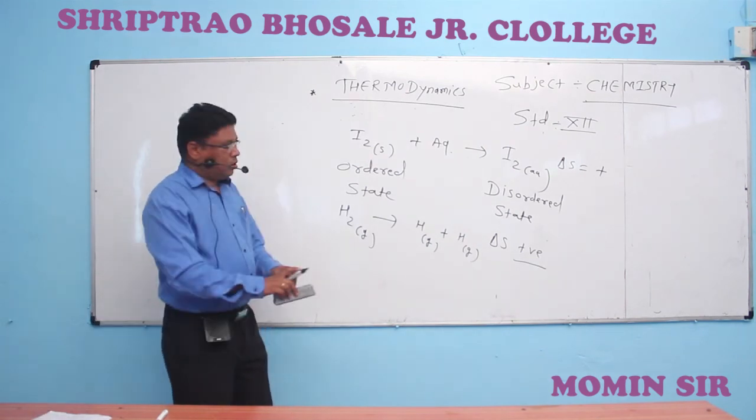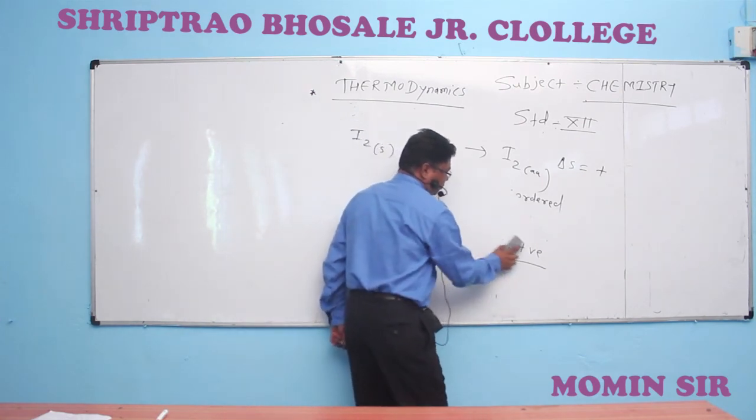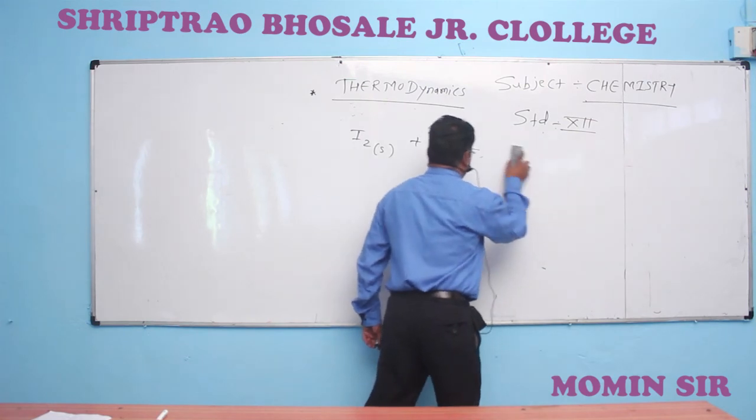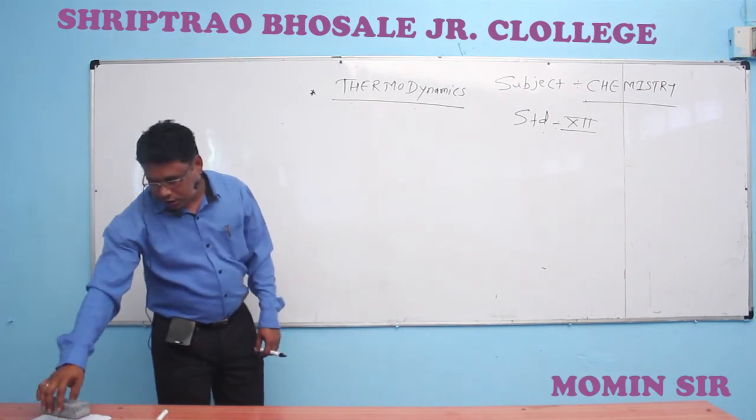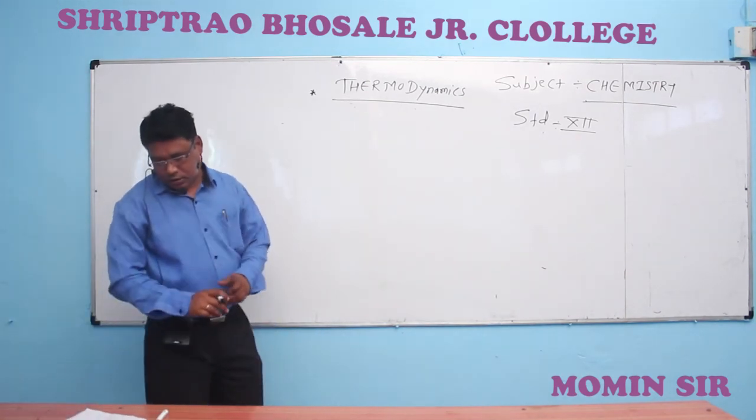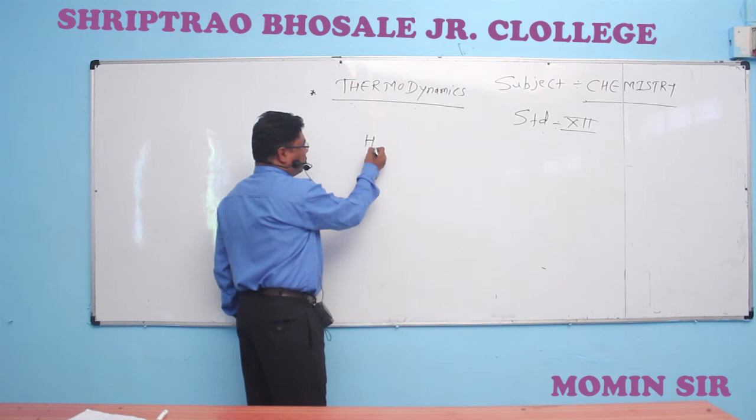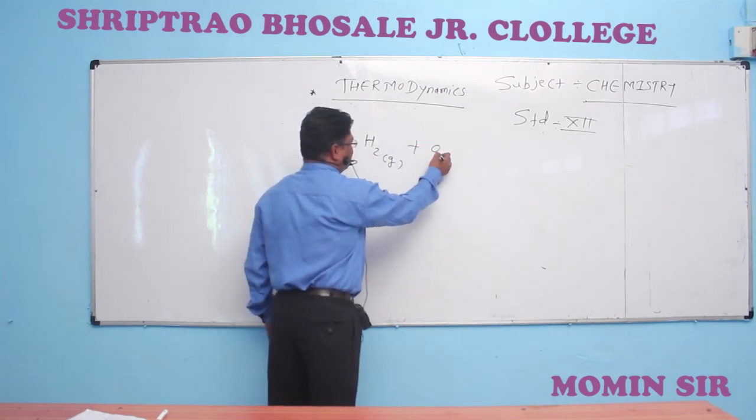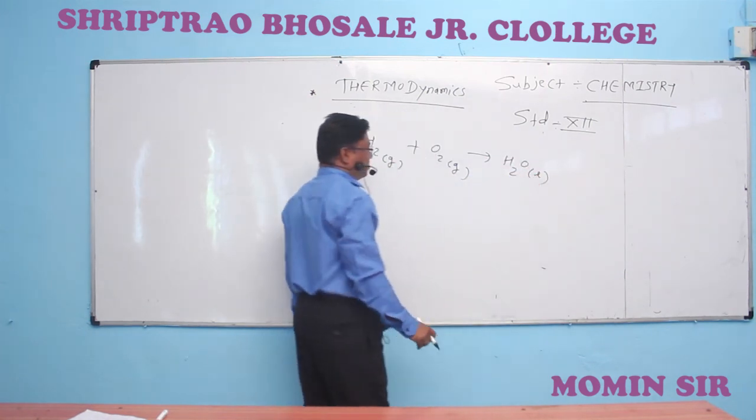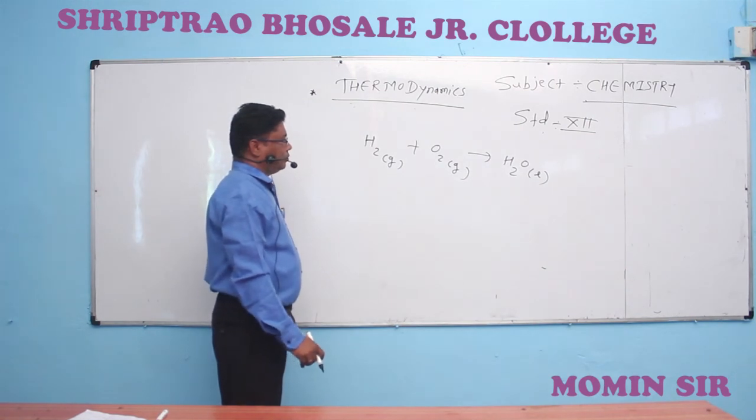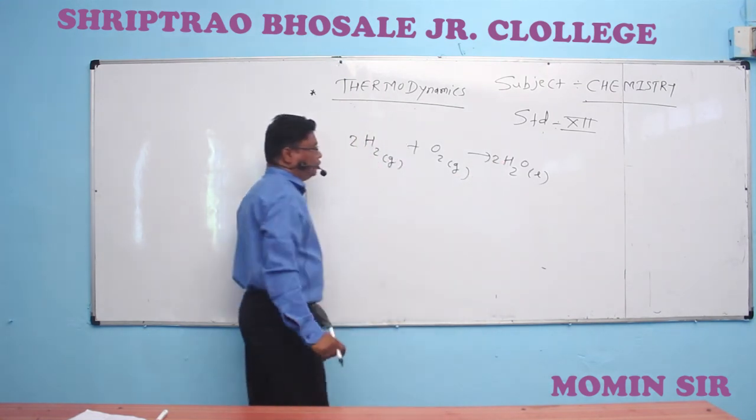Now I want to write some examples, and I think you can imagine or you can give the answer to these questions. That is, in this given reaction, is delta S positive or negative? For example, hydrogen gaseous plus oxygen gaseous gives H2O liquid. You know that the reaction is not balanced. 2H2 plus O2 gives 2H2O liquid.